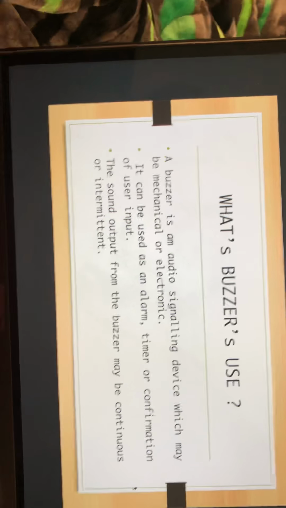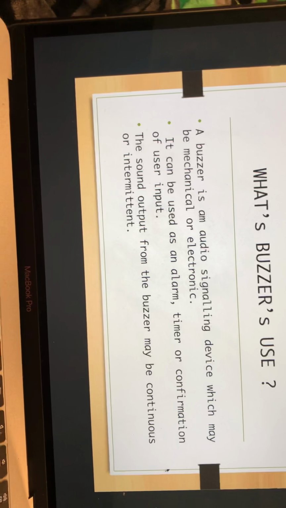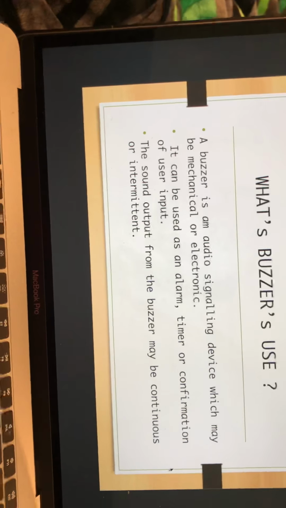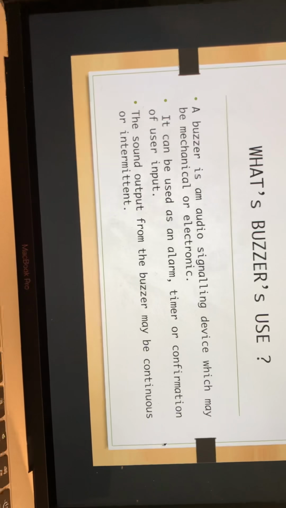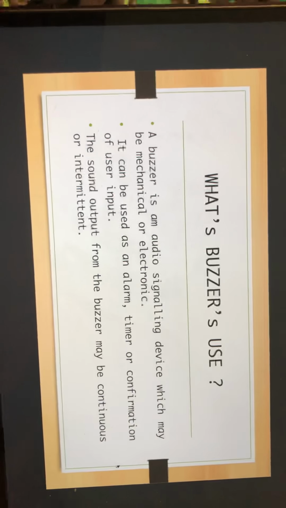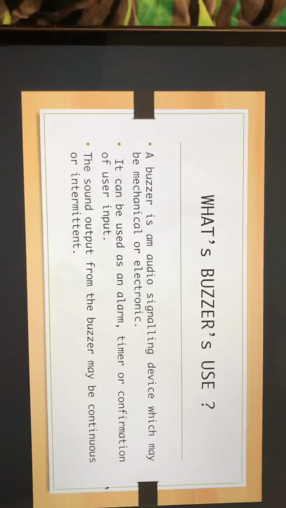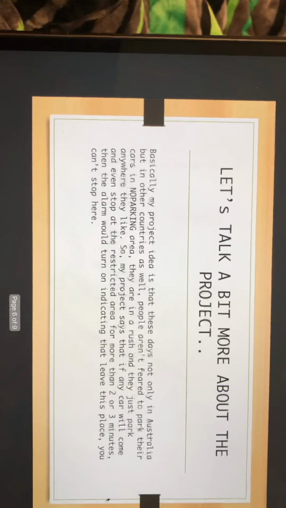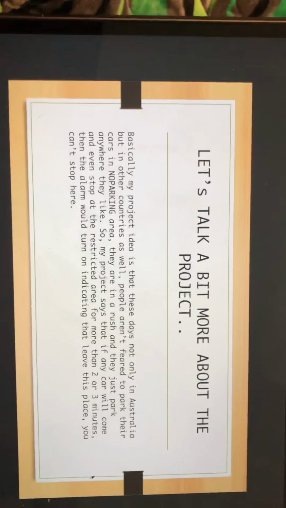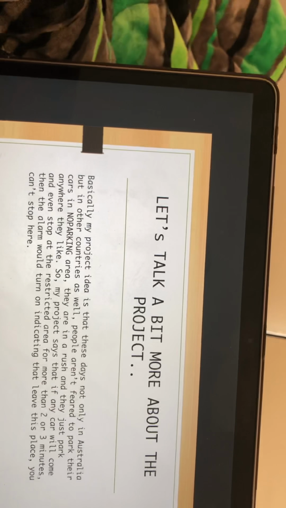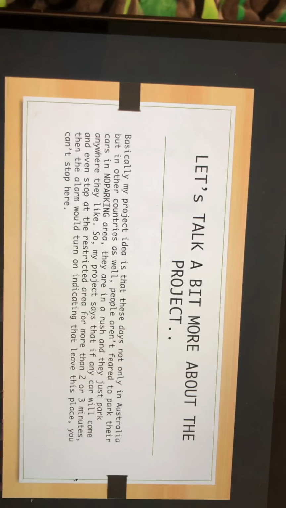The third point is that the sound output from the buzzer may be continuous or intermittent. My buzzer sound would be continuous here, but it could even be used as intermittent. For example, in the confirmation of user input, the sound should be intermittent. I'll show you how to set the sound for the buzzer as well, whether you want continuous or otherwise. It depends on the buzzer basically.